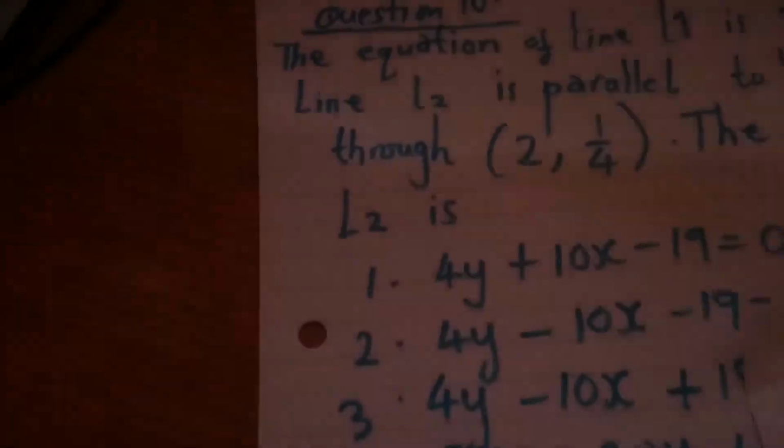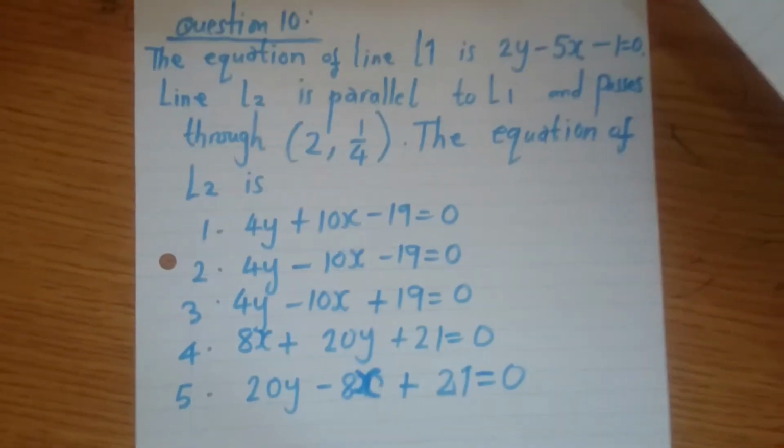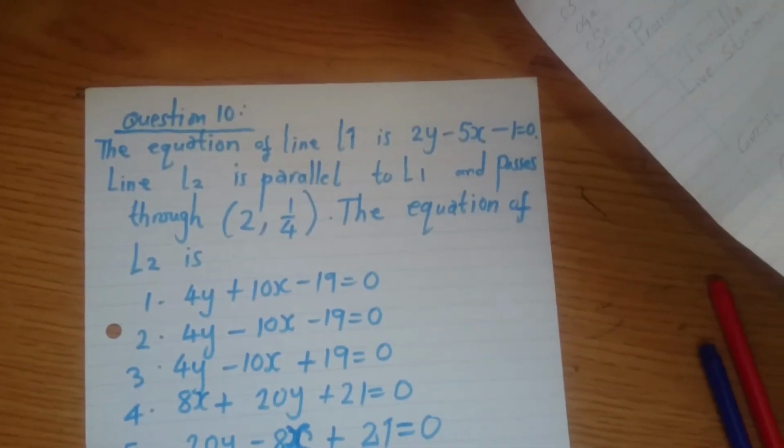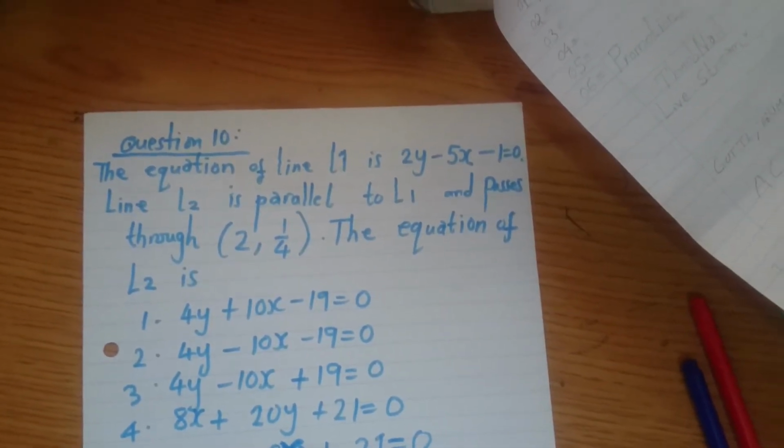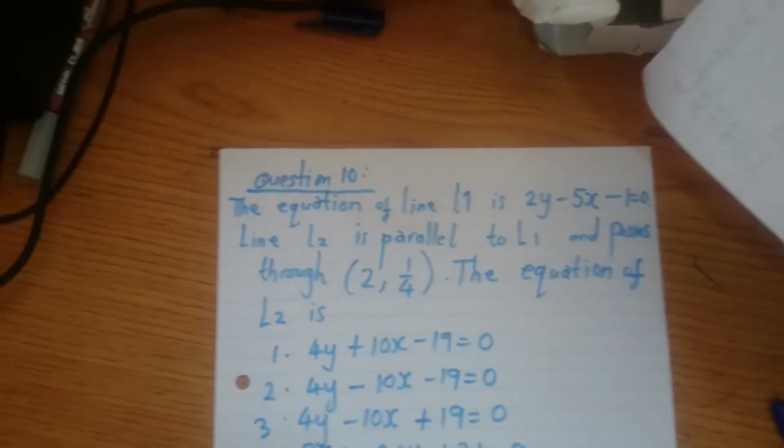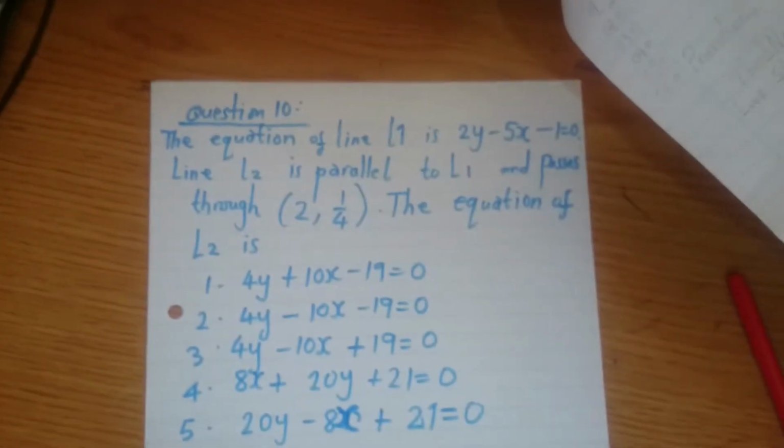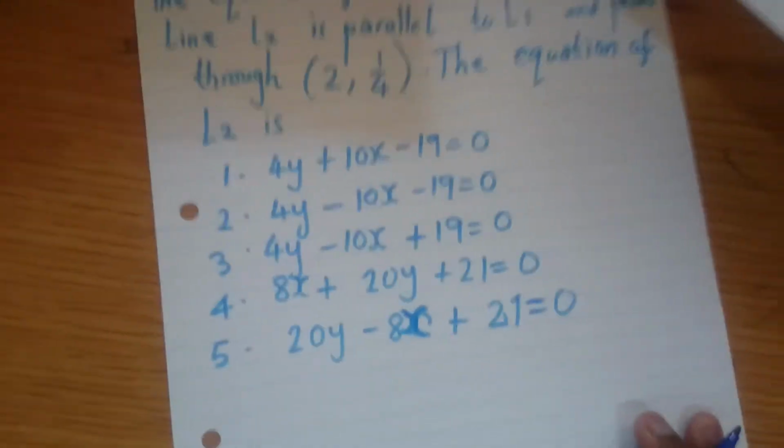So let's go to the equation. I'll recopy this equation aside, so that everybody will see. They give line 1, and line 2 is parallel to line 1. Just like I said before, when two lines are parallel, the slopes must be equal. So we're going to say solution.